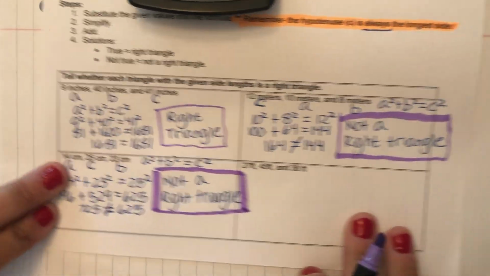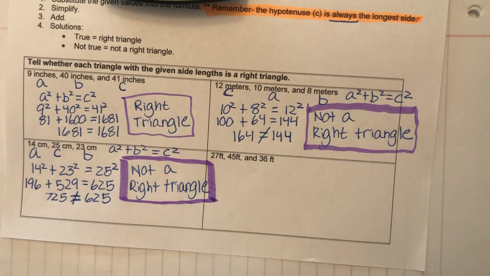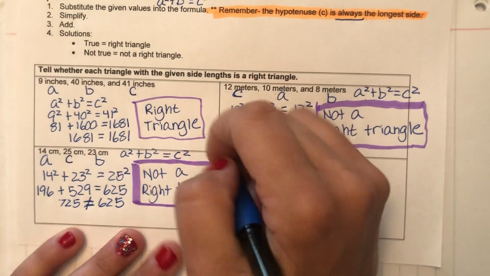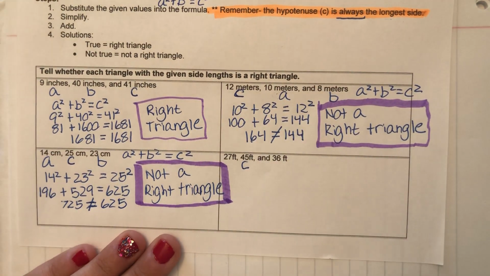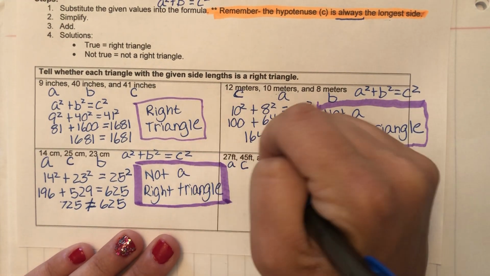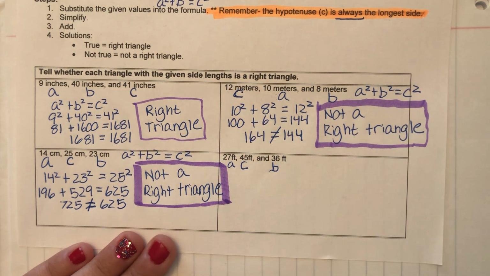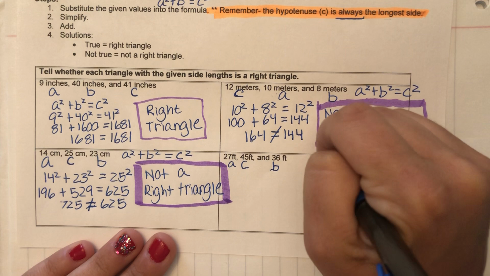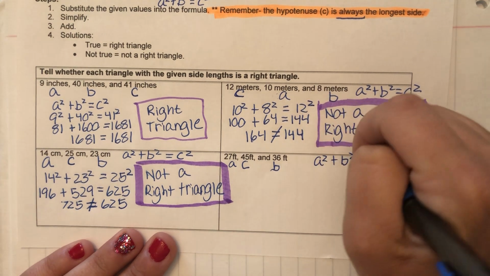All right, last example of the day. Again, we're given 3 side lengths. I am going to label my longest side first. That's always our hypotenuse, always side C. I'm gonna label my other 2 side lengths, A and B. Those are my legs that make up that 90-degree angle. I'm gonna substitute those values into the formula.